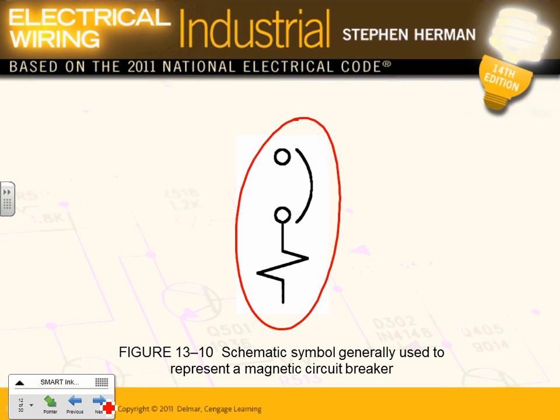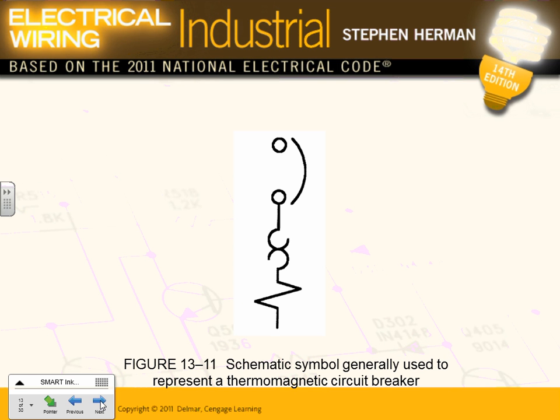The circuit breaker on the wall, Joe, is both thermal and magnetic, the two components together. So that's the name thermomagnetic circuit breaker.